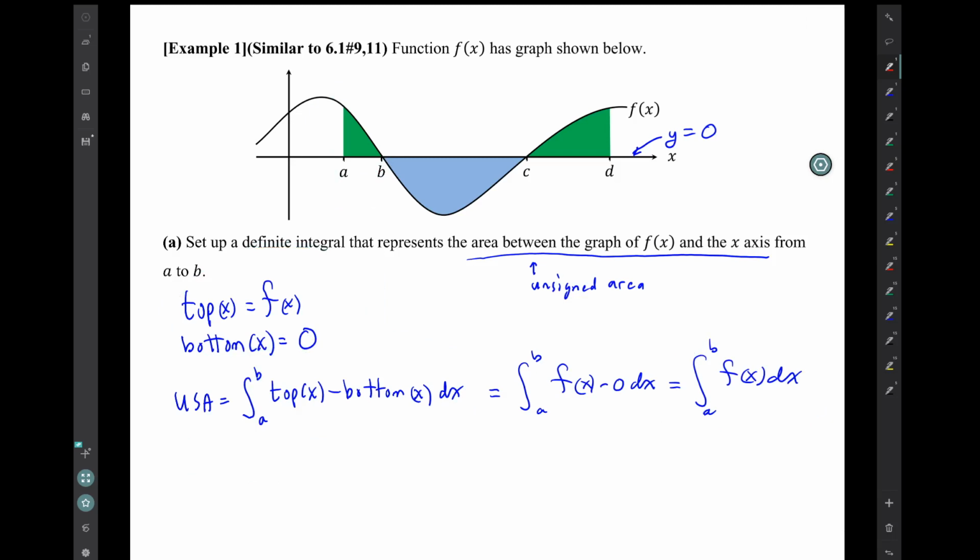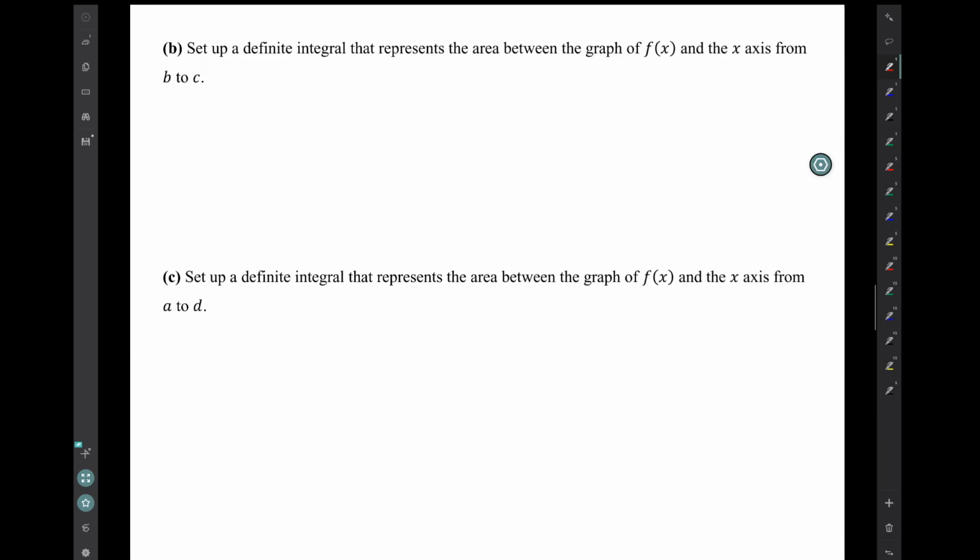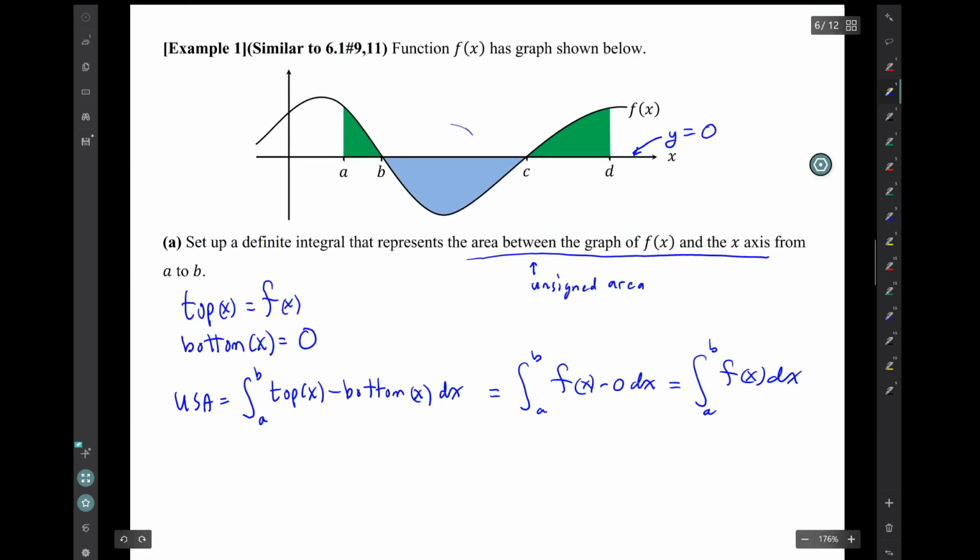The reason is that in more advanced problems, it won't be so obvious at the beginning what we're supposed to do in terms of setting up the integral. So it will be helpful to have lots of practice setting up the integrals in very simple problems. Okay, question B. Set up a definite integral that represents the area between the graph of f and the x-axis from b to c. That's that region. Well, notice on that region, the top graph is y equals 0, and the bottom graph is f of x.